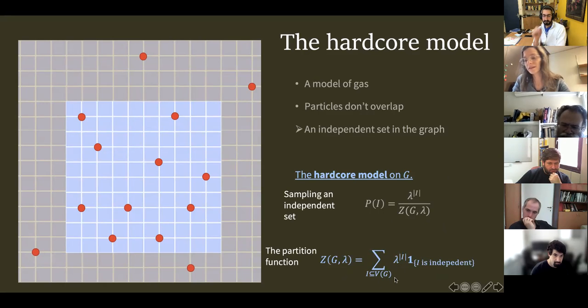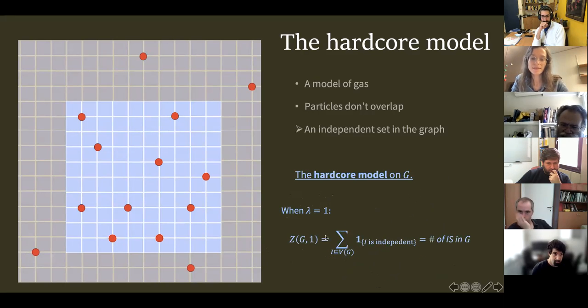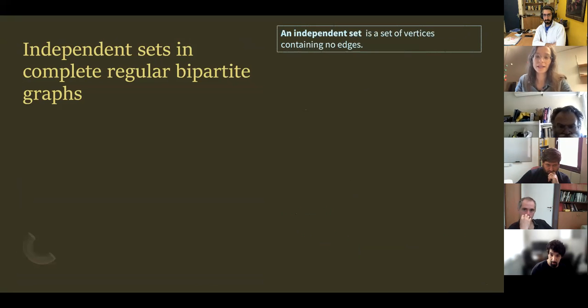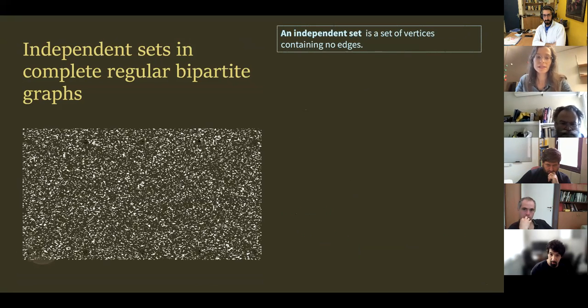Okay, so we can look at this as somehow a weighted counting of independent sets. And if we take lambda equals 1, it's easy to see that we just get the total number of independent sets. So counting the total number of independent sets is just a special case of the partition function of the hardcore model. So this is the connection in general.